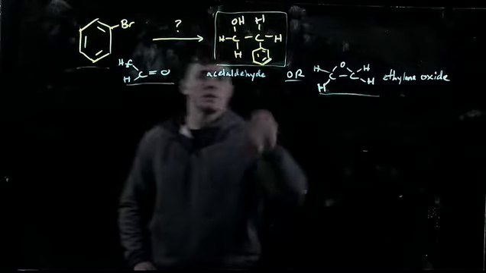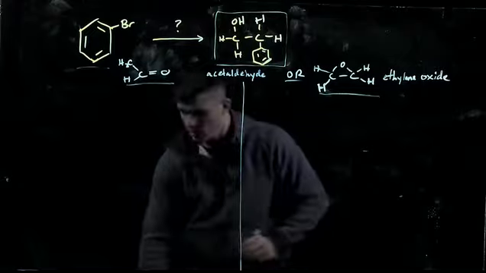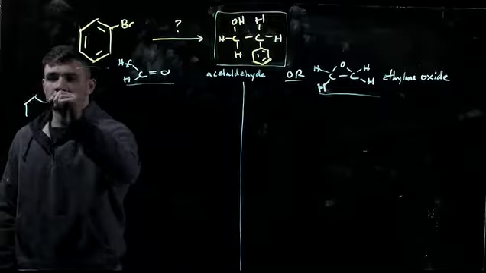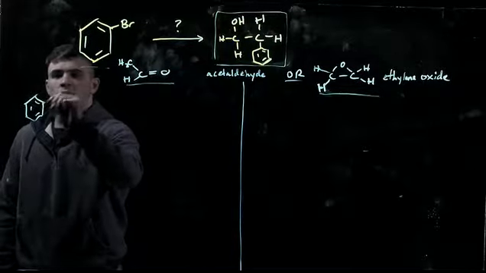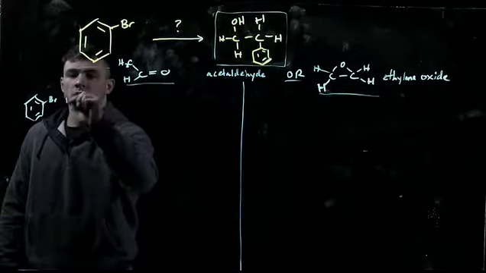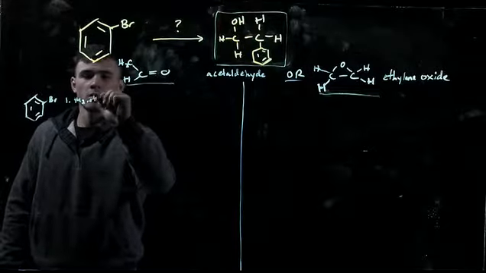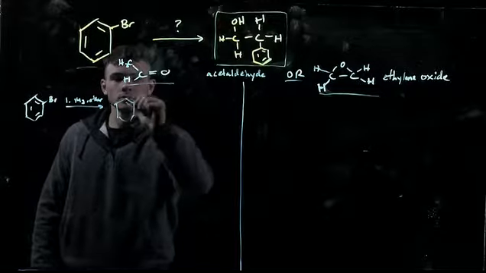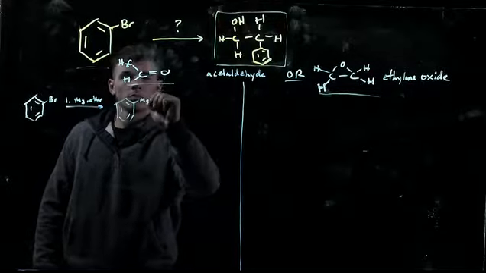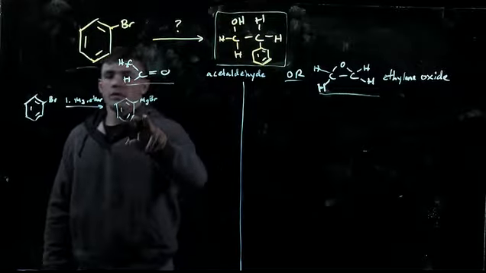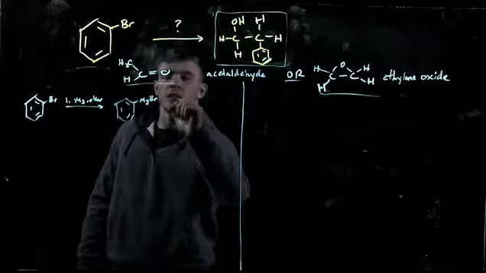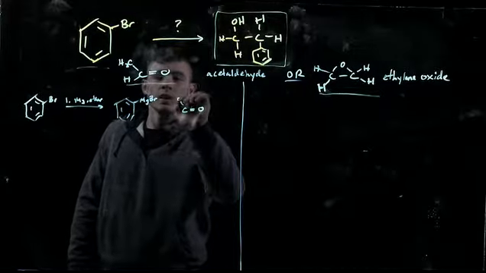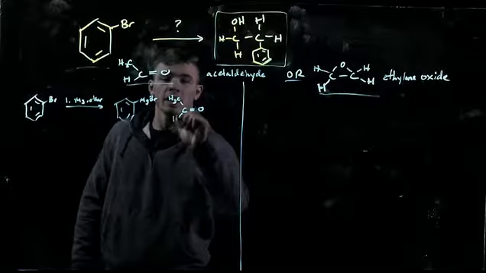So, taking a look, kind of with the acetaldehyde first. So first we're gonna have bromobenzene again, and we are going to make our Grignard reagent. From here we'll react it with acetaldehyde to see what product we end up with after the reaction.